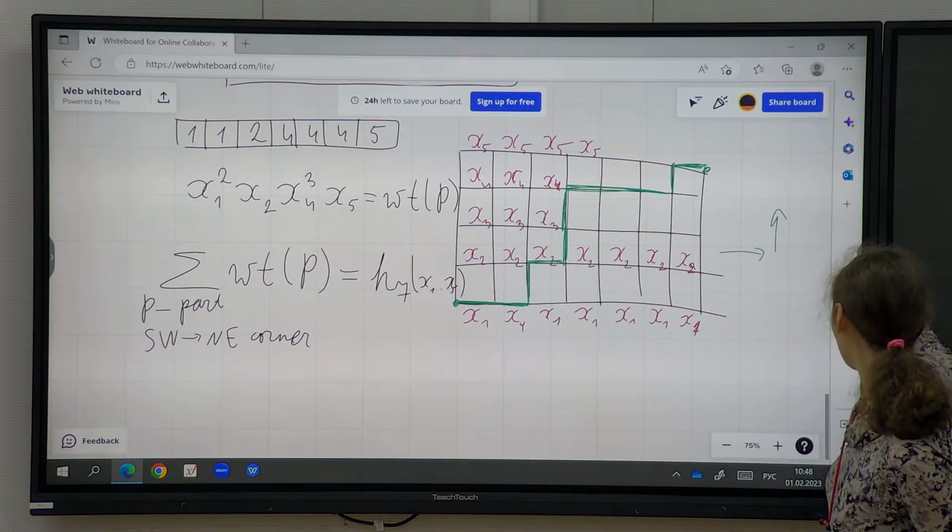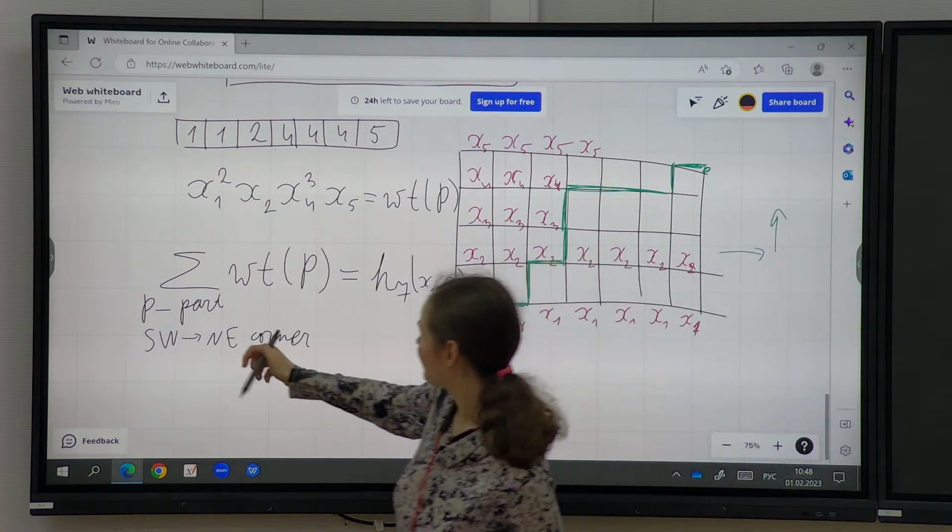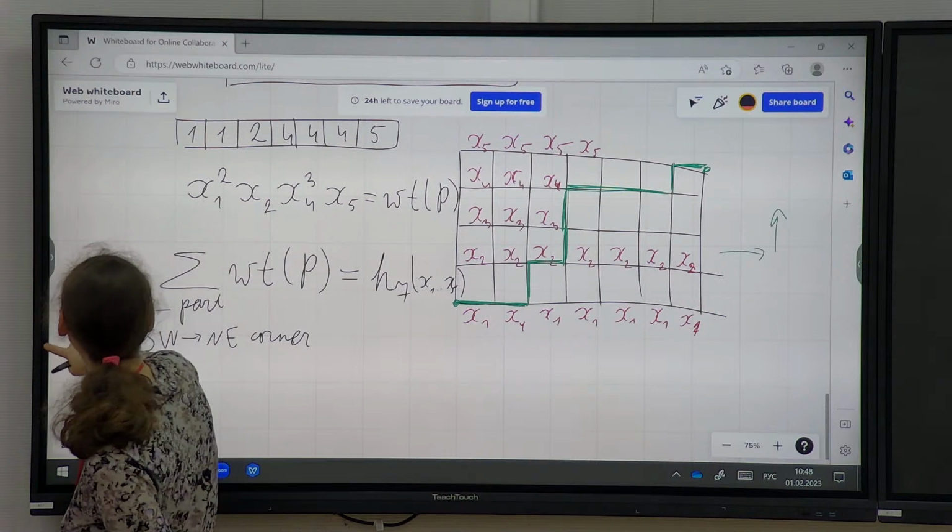And in the general case, if we have... Oops, that's wrong, collapse it.